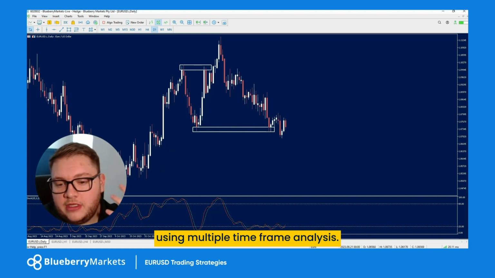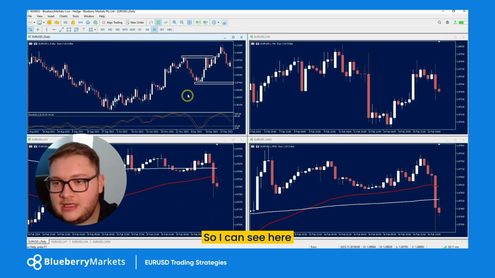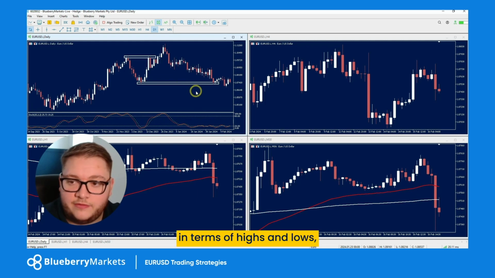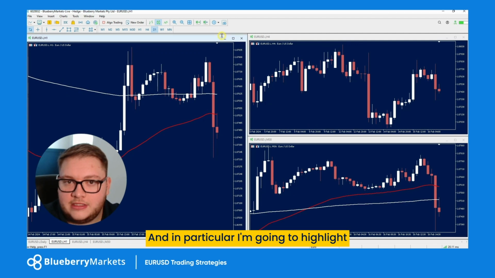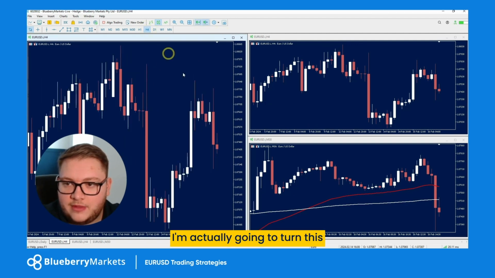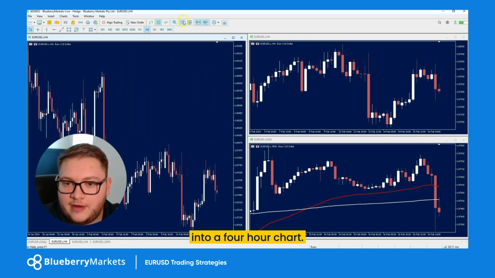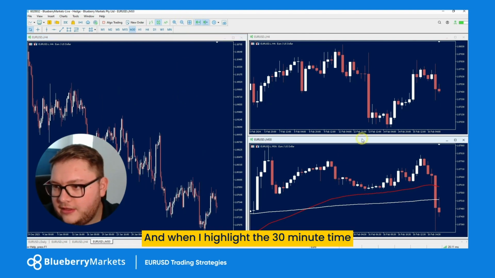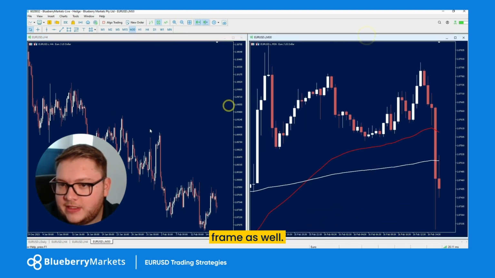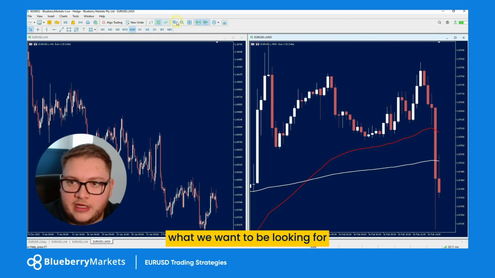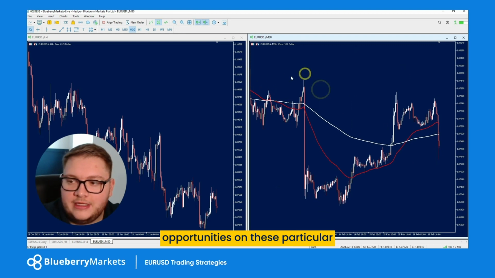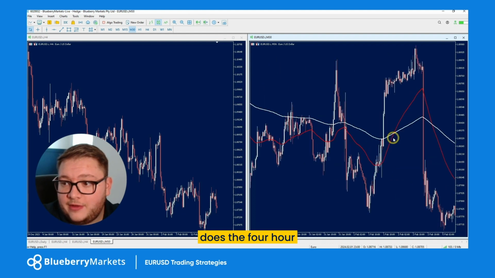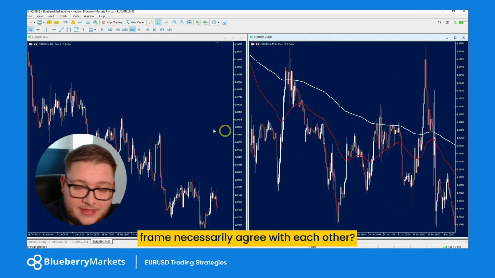The second way would be using multiple time frame analysis. So I can see here very similar to the first one in terms of highs and lows, but this is more to do with trend, and in particular I'm going to highlight the 4-hour time frame. So I'm actually going to turn this into a 4-hour chart, and I'm going to highlight the 30-minute time frame as well. So essentially what we want to be looking for here is trend following opportunities on these particular time frames. So I want to be looking to see, does the 4-hour and the 30-minute time frame necessarily agree with each other?